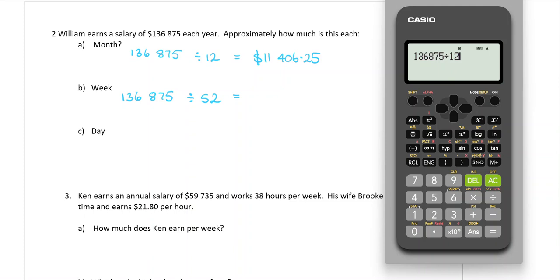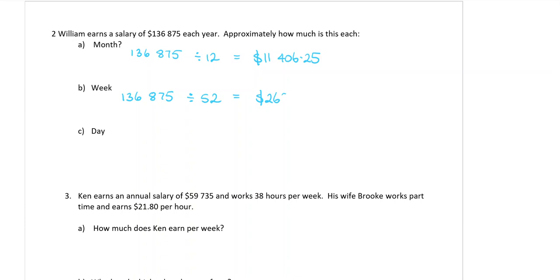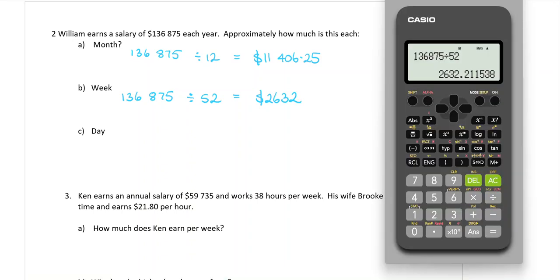So we can just delete that last bit and divide by 52. So that's 2,632. Now, because we're talking about money, we want to do two decimal places. So I want to do 0.21.